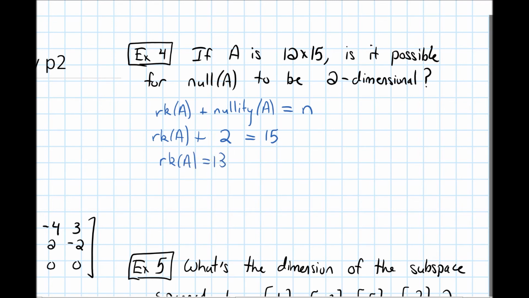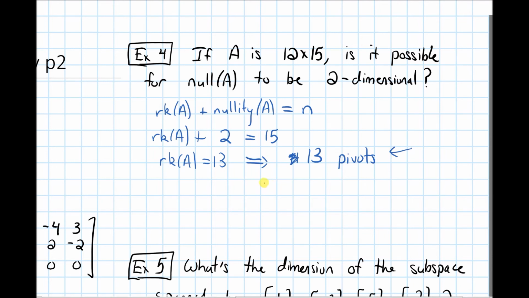Now I have to ask myself, is this possible? Is it possible for the rank to be 13? Remember, the rank represents how many pivot columns we have, or just how many pivots we have. So this would be saying that there are 13 pivots. Is that possible in a 12 by 15 matrix? Pause the video for about 30 seconds and think about that. Is this possible?